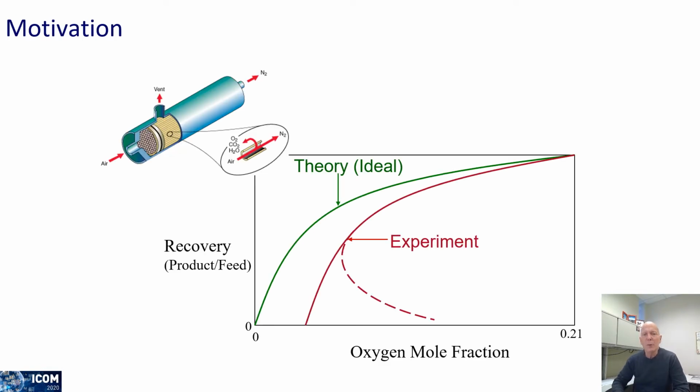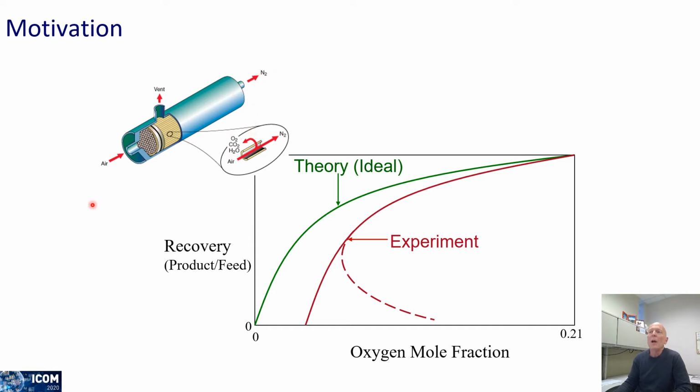The motivation for this work comes from comparison of experimental measurements of module performance to theoretical predictions, assuming ideal module contacting. The example shown here is one in which a hollow fiber membrane module is used to produce nitrogen from air. Air is compressed and fed to the lumens of this hollow fiber module.